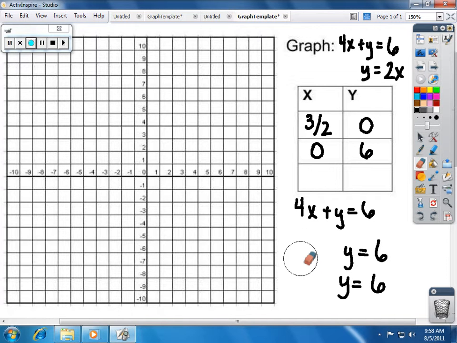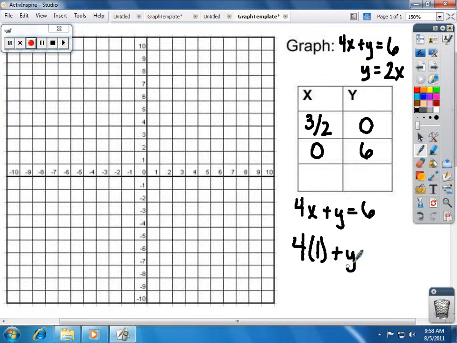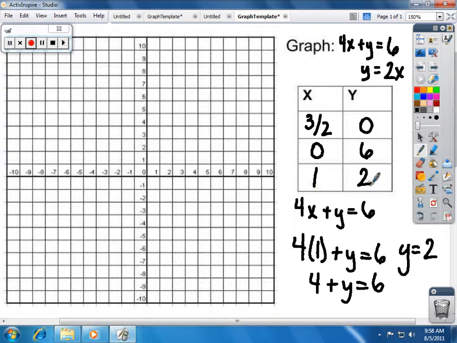And then lastly, we're going to find some arbitrary point on this line. We're going to do that by setting, let's say, x equal to 1. So we have 4 times 1 plus y equals 6, and we have 4 plus y equals 6. Subtract 4 on both sides, and we're left with y equals 2. So another point on the graph is where x equals 1, y equals 2.